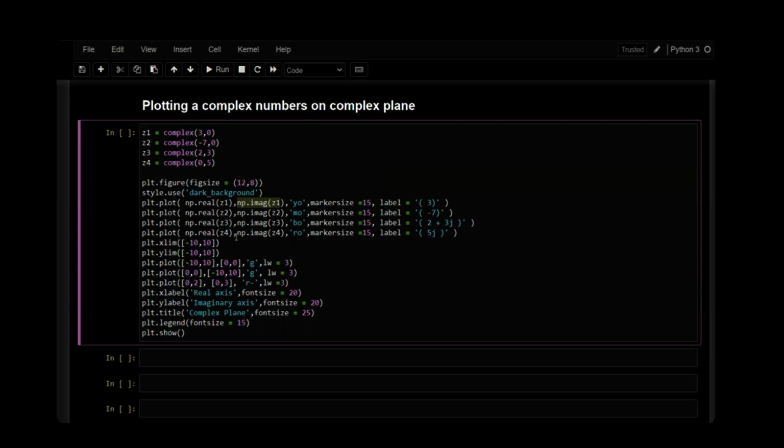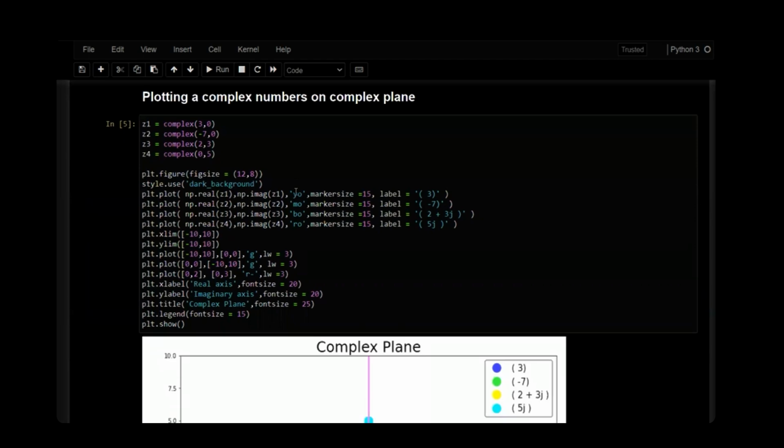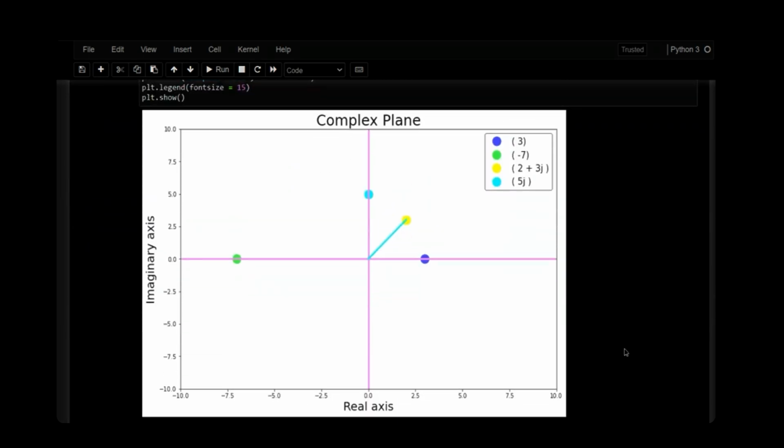We have selected a figure size, set a dark background, and are plotting the real part of z1 against the imaginary part of z1. The marker's size is defined and labels are provided. Let us run this cell and observe the plot. We can see this is our complex plane. It is called a complex plane because it has a real axis and an imaginary axis. The sum of a real and an imaginary number forms a complex number. When both axes are shown in a figure, that plane is called the complex plane.